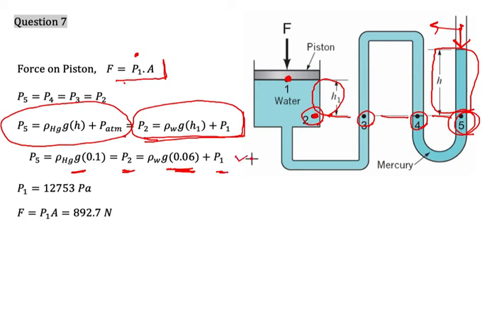According to this calculation, we could get the pressure at point number 1 is 12,753 Pascal. Then we multiply it with the cross-sectional area, and we could get that the force that pushes the piston is equal to 892.7 newtons.